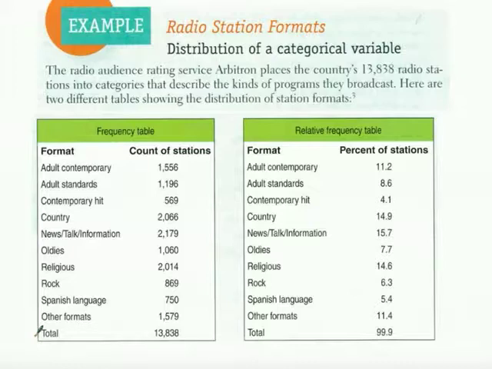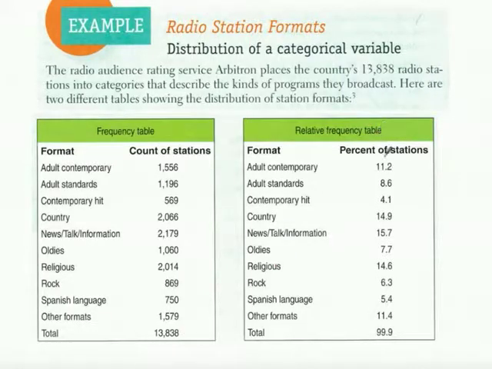So on the left, you'll see a frequency table. A frequency table just means this is how many of each category that we have. You can see at the bottom we have a total of 13,838, which is what they told us up here in our problem. And so if we were to go through and count up all of these stations, it would give us a total of 13,838.